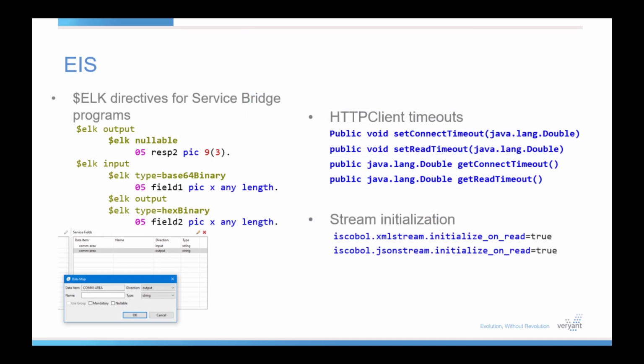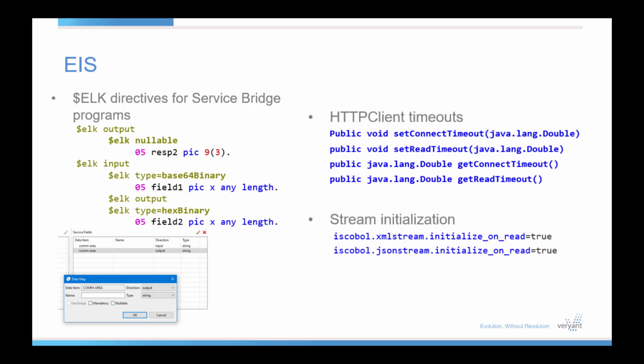In our EIS, or Extend Internet System, we have a couple of changes. We've added some new ELK directives. Those are the ones that you use to configure the output from our Service Bridge tool. You can set a field to initialize to null rather than spaces or zeros. There's a code snippet here setting that, and a screenshot of the new checkbox for it in the IDE.